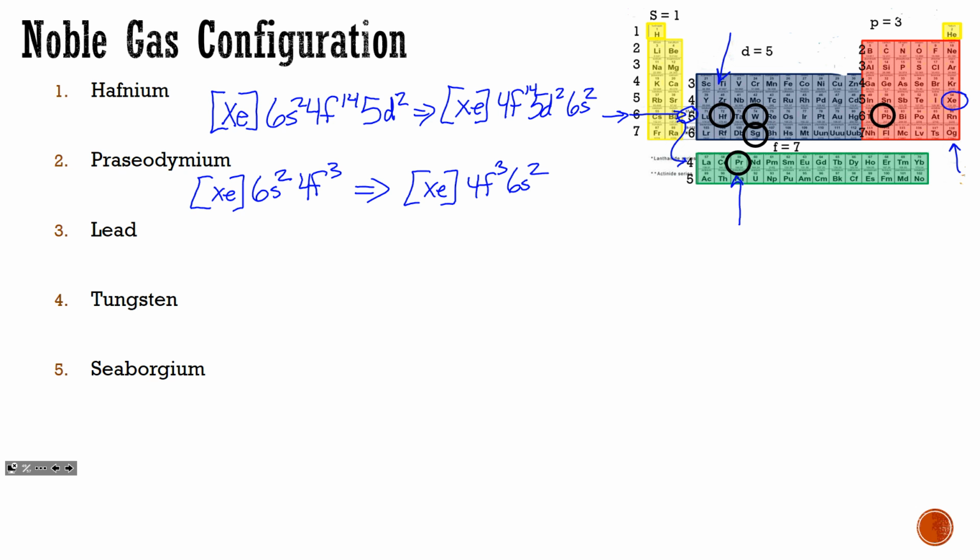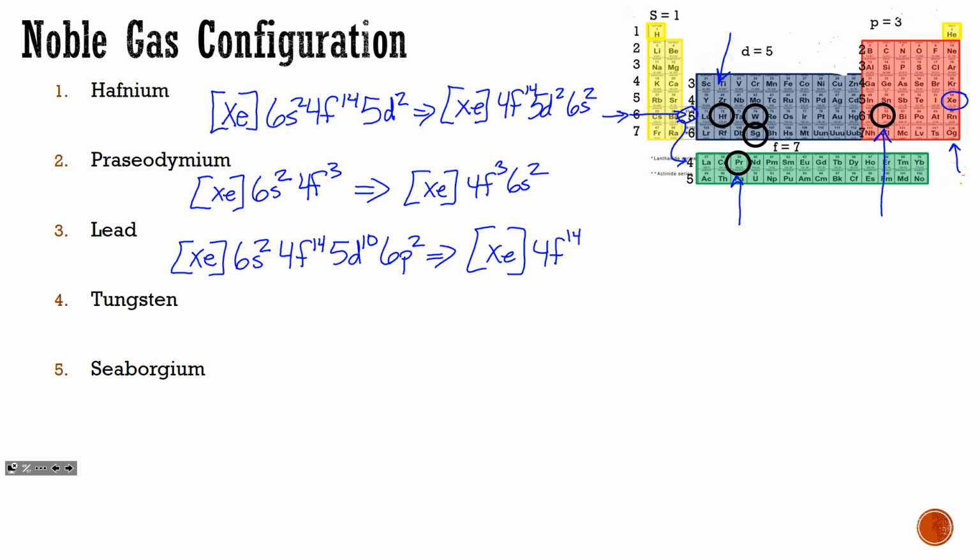So let's go on to lead. Lead is right here. Okay, so again, xenon. I must have been on a xenon kick, I guess. So you start with xenon, come back over to 6s2, down to 4f14, back up to 5d10, and then over to 6p2. So when I rearrange this one, it's going to have the 4f14, 5d10, 6s2, and 6p2.